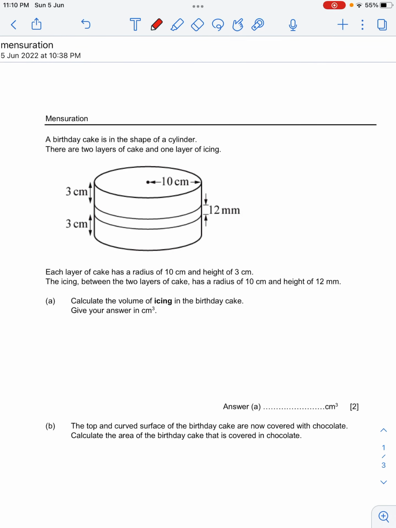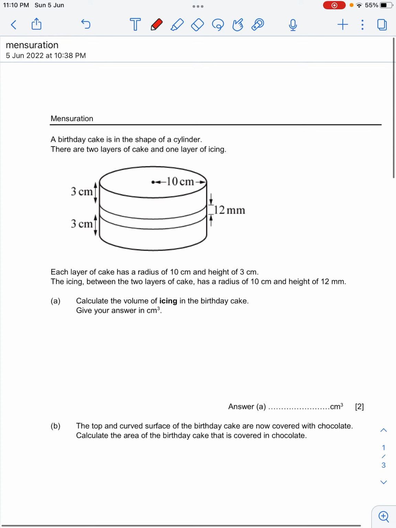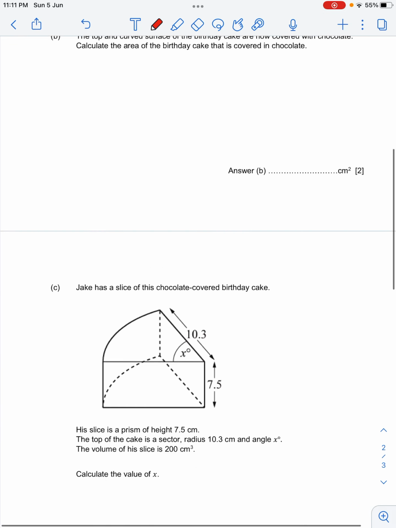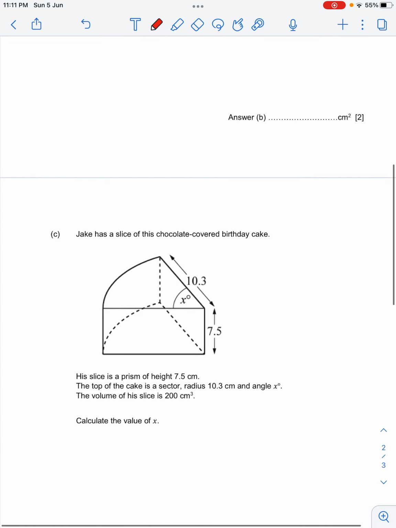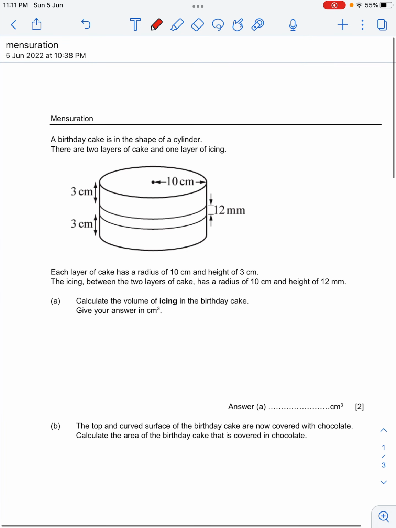Hi, this is Mr. Max with some Gopher mathematics. So I'm doing a question here on mensuration that someone asked me to assist them with. And it consists of three parts, an A, a B, and a C part that you will see towards the end. All right, so let's get directly into the question.